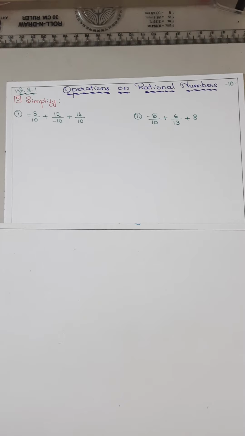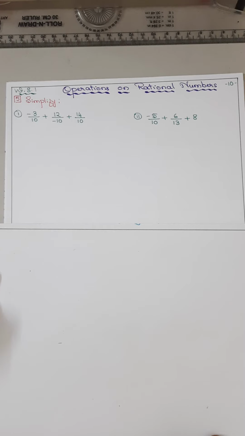We were discussing the worksheet 1 of operations on rational numbers. Now coming to question number 5, simplify. The first question is minus 3 by 10 plus 12 by minus 10 plus 14 by 10. So the denominators are same, but the negative denominator is there, isn't it?